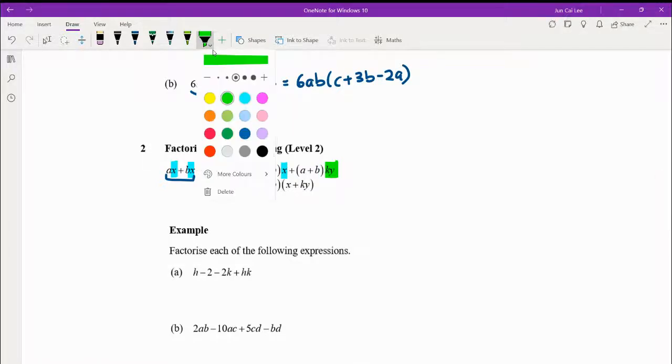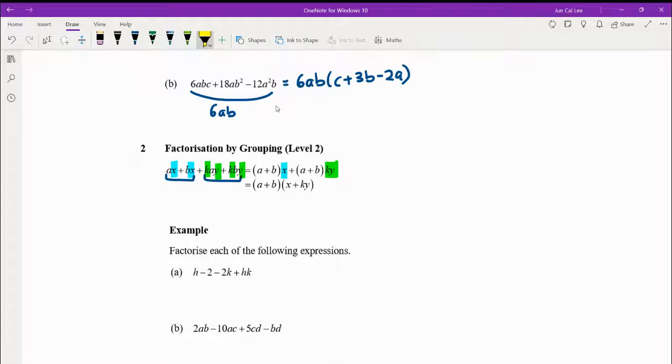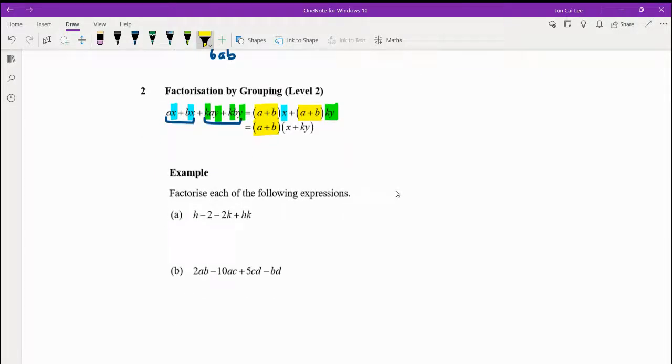Once you have taken them out, you'll be left with a sum of two terms. And now you notice that each of these two terms has a multiple of a plus b, and that you take out as well. So from something complicated, a sum of four terms, you are now able to express it as a product of two terms this way. Okay, we'll just look at a few more examples here.